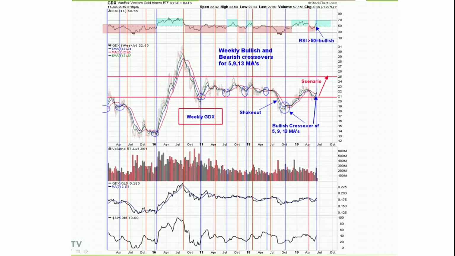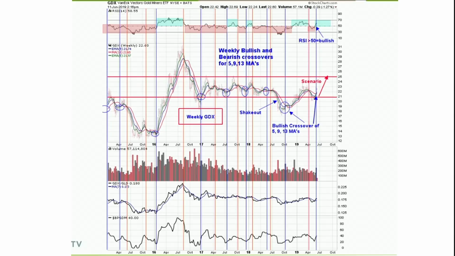On the weekly charts, we got a bullish crossover between the 5, 9, and 13, and we also got the RSI back above 50 over the last couple of weeks. So on a weekly time frame, GDX is on a buy signal, and the next upside resistance is probably going to be around the 25 range. Where we stop there, we don't know, but we think that's a minimum. That's probably where we're heading. So that's something to watch in the weeks to come.